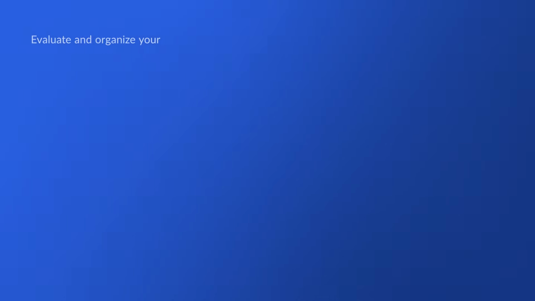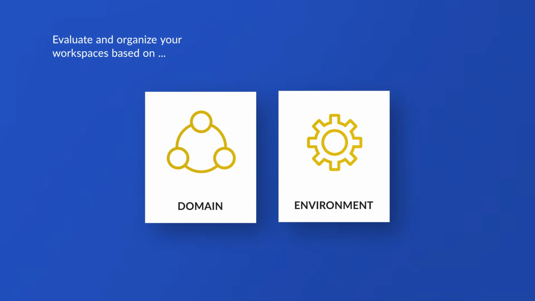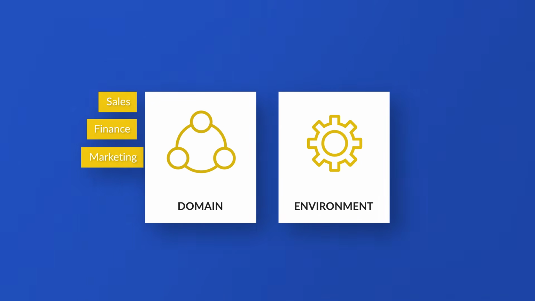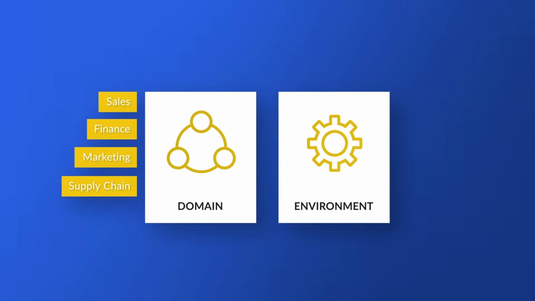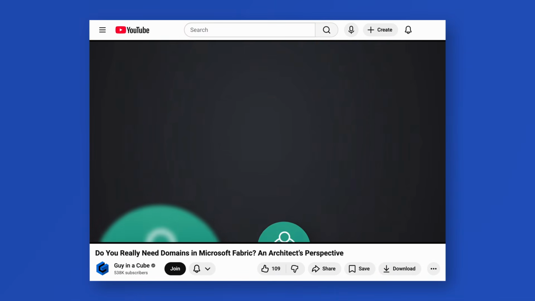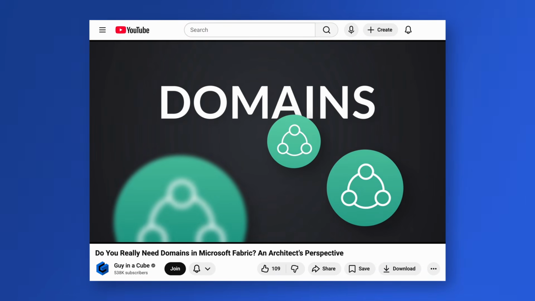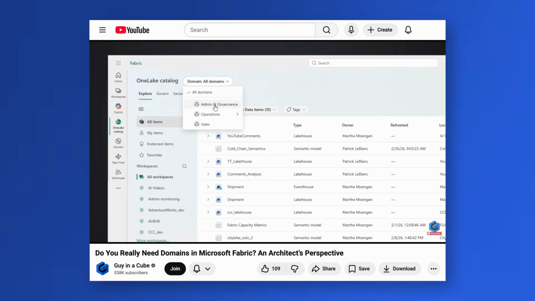When I start looking at workspaces and evaluating the structure, I'm really looking for two things: domain boundaries and environment boundaries, because those two things define where responsibility actually lives in a data platform. A domain represents an area of business ownership: sales, finance, marketing, supply chain, things like that. They typically answer one question: who owns the data and its meaning? If you've watched Marthe's video on domains in Microsoft Fabric, she talks about how it works and how it fits into governance. What I'm talking about is bigger. It's broader. This is about using domains as an architectural boundary, whether you're using the Fabric feature or not.